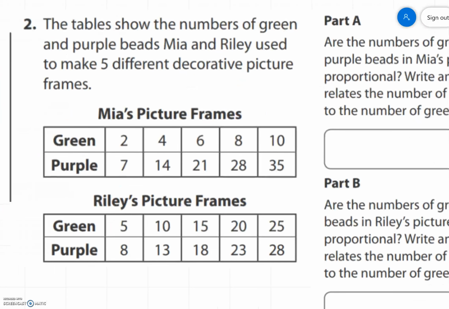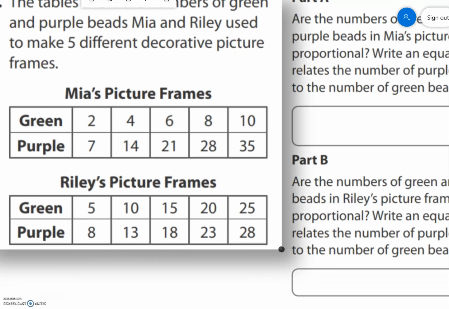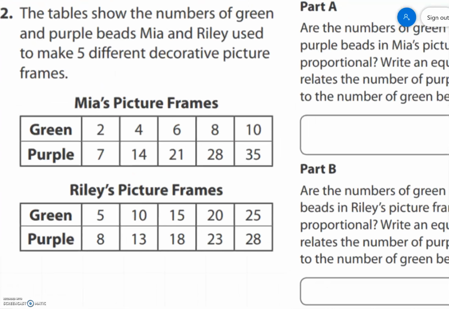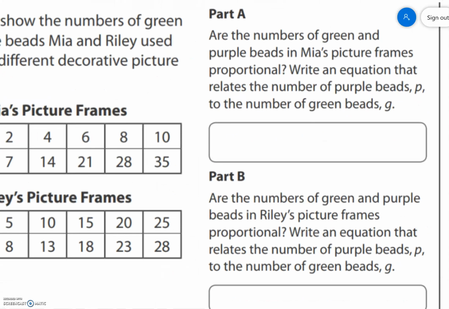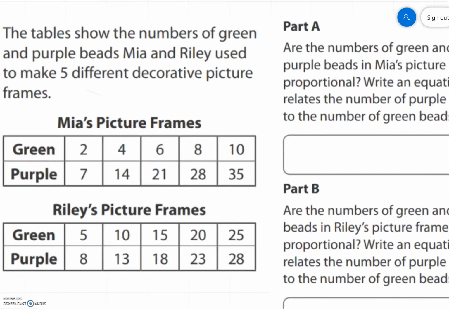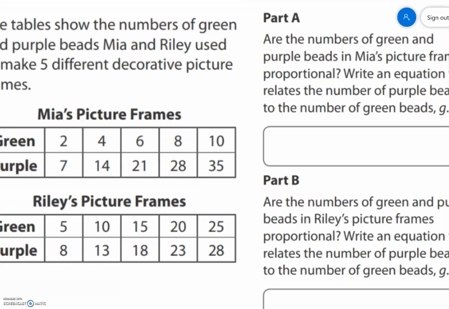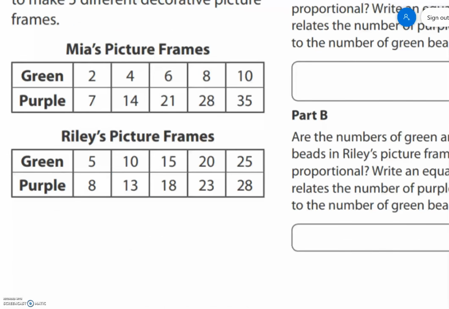Number 2. The tables show the numbers of green and purple beads Mia and Riley used to make 5 different decorative picture frames. Part A says, are the numbers of green and purple beads in Mia's picture frames proportional? Write an equation that relates the number of purple beads, P, to the number of green beads, G.